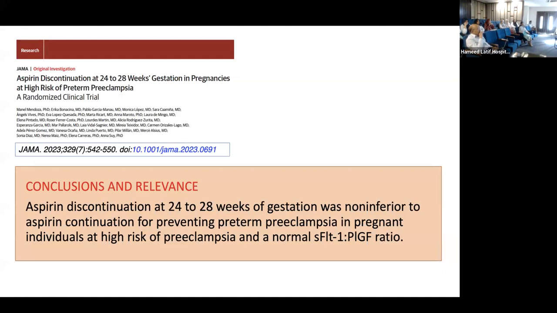This is about this paper that came in only recently. It is about how long you should continue low dose aspirin, and the conclusion of this paper was that aspirin discontinuation at 24 to 28 weeks of gestation was non-inferior to aspirin continuation for preventing preterm preeclampsia in pregnant individuals at high risk of preeclampsia and normal sFlt-1 and placental growth factor ratio. So, which meant that you could discontinue at 28 weeks, although I would continue it till 35, 36 weeks.